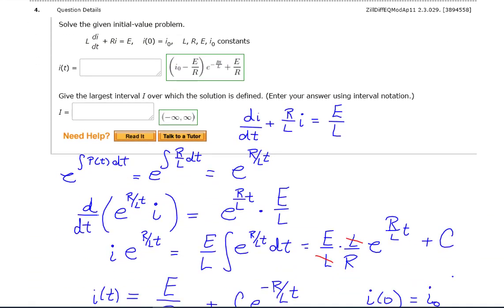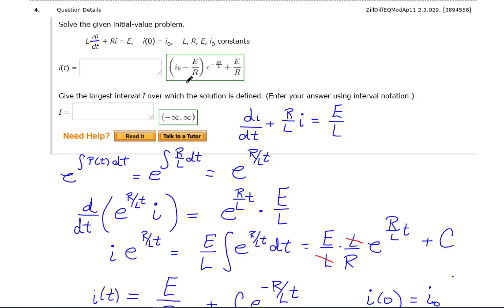All right, in question 4, we're looking at a problem from electrical engineering or from physics. So we have a circuit where we have an inductance, we have a resistor, a electromotive force here, E, and we have an initial current. All right, so we'd like to solve this particular system. L is constant, R is constant, E is constant.